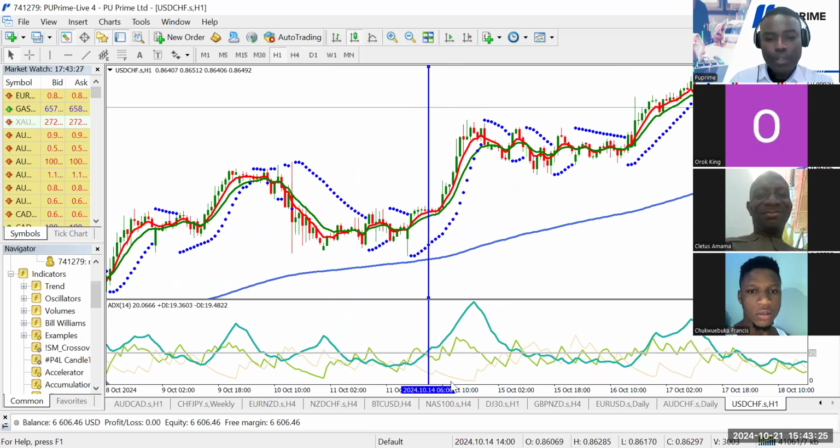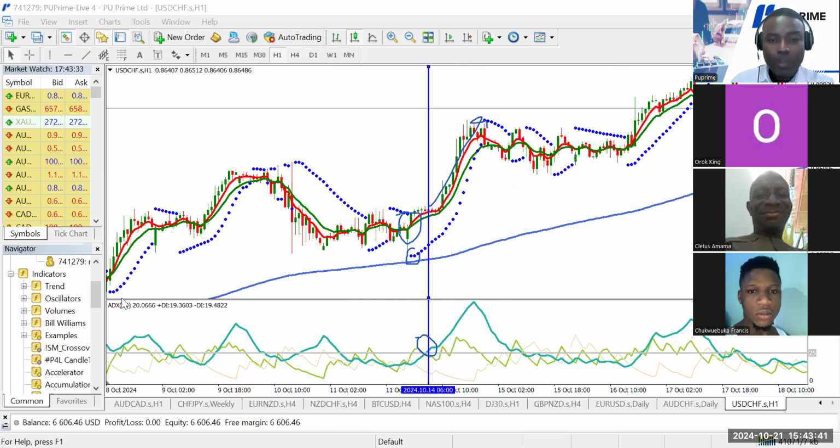Good. So, ADX above 25, price above the 200 moving average, the 5 moving average crosses above the 10, and the parabolic SAR is below. So we're looking for an opportunity to buy.